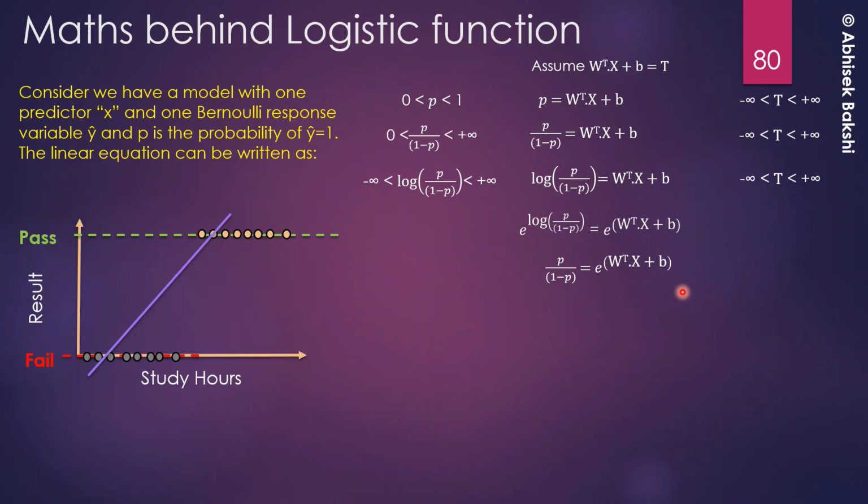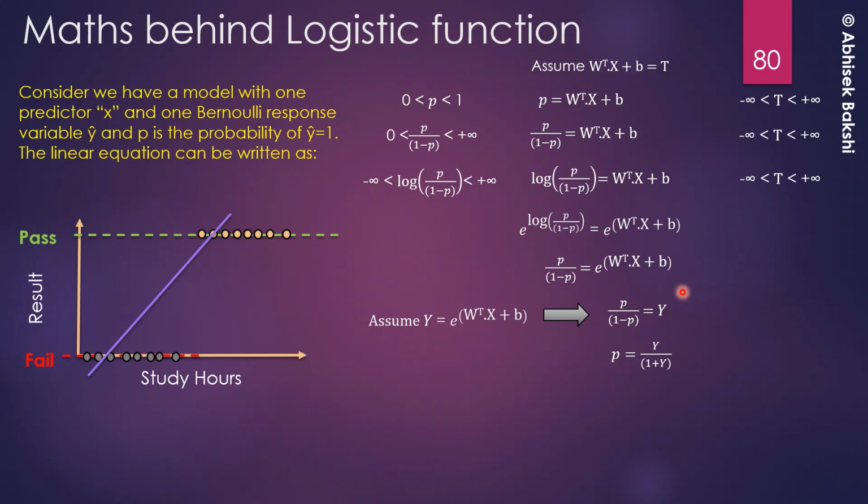Now let's do one thing. Let's make an assumption just to simplify the solving process. The assumption I have taken is e to the power w transpose x plus b as capital Y. That means p by 1 minus p is equal to Y. And from here we have to find out the value of p. I think it's very easy right now. So p will be equal to y by 1 plus y.